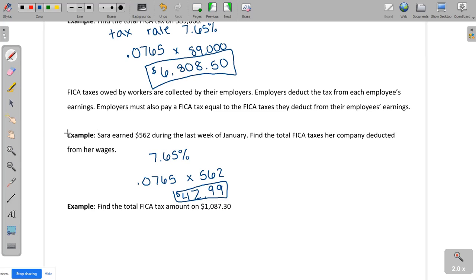Okay, let's look at the next one. We're going to find the total FICA tax amount on $1,087.30. Again, same process. We're going to use the decimal form of the percent, so 0.0765, and multiply it by the amount, $1,087.30. When we multiply this, we get $83.18.